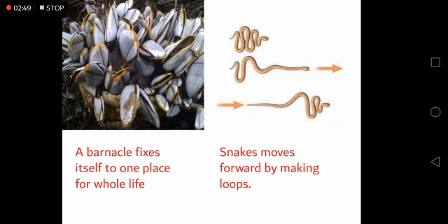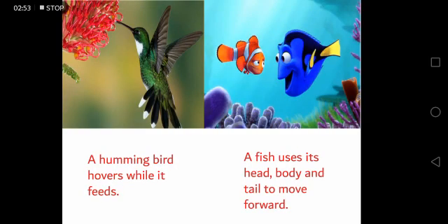As you can see in the diagram, the movement of snake. A hummingbird hovers while it feeds. As you can see in this picture, hummingbird is taking its food from the flower, but it is not actually sitting on the plant. It is just hovering in the air while having its food. A fish uses its head, body, and tail to move forward. Water is pushed in the backward direction by the head, body, and tail of the fish as it moves forward.